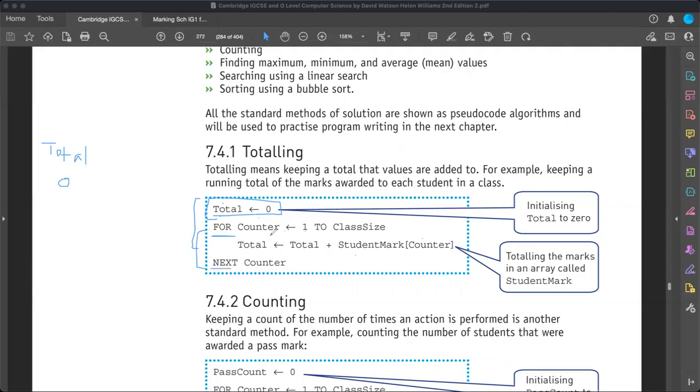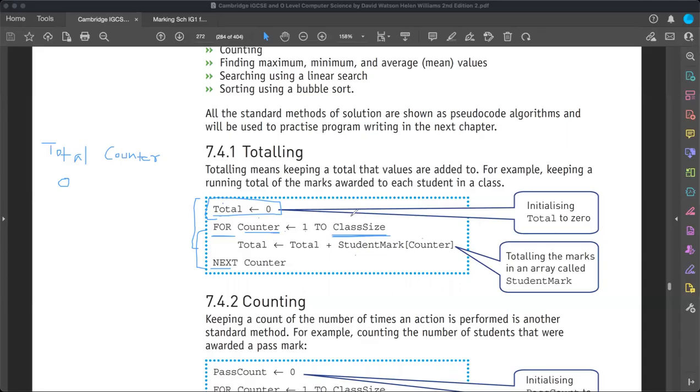How many times is it iterated? For counter. What is counter here? Counter is a variable. What is a variable? It's a word that can store data. Perfect. Very good. For counter is equal to 1 to class size. What is class size? Class size is also a variable. We need to input the value of class size.